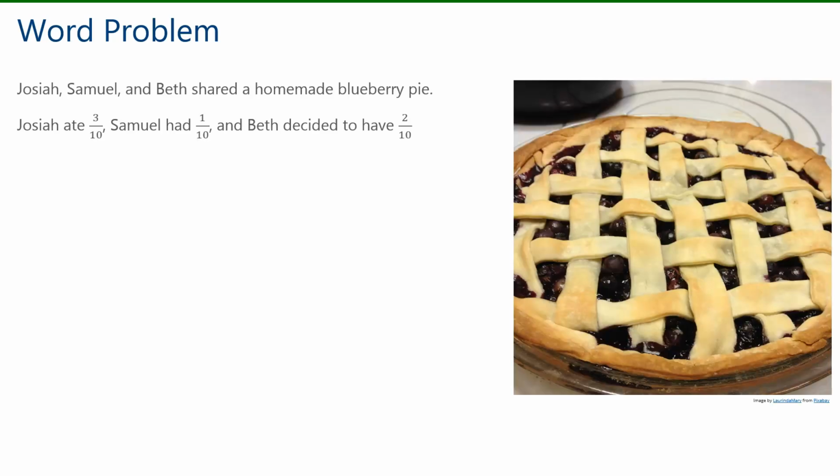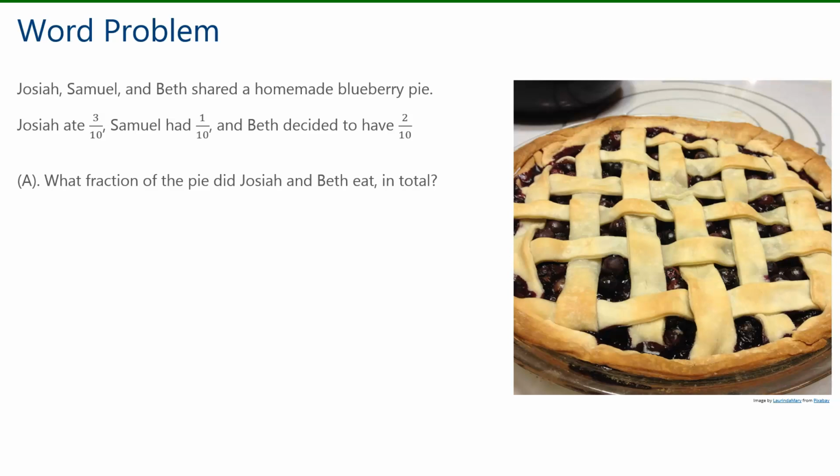And to finish this video, we're going to look at a little word problem. There's a gorgeous blueberry pie. Josiah, Samuel, and Beth shared a homemade blueberry pie. Josiah ate 3/10. Samuel had 1/10. And Beth decided to have 2/10. Our first question: what fraction of the pie did Josiah and Beth eat in total?